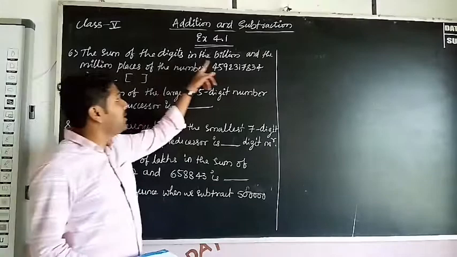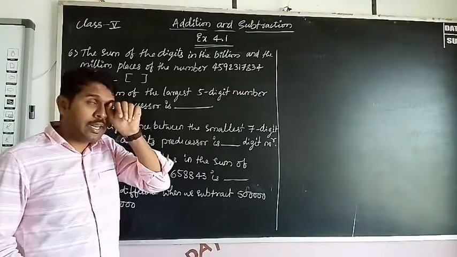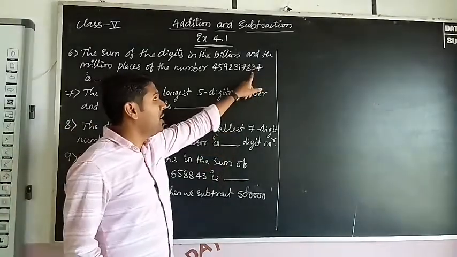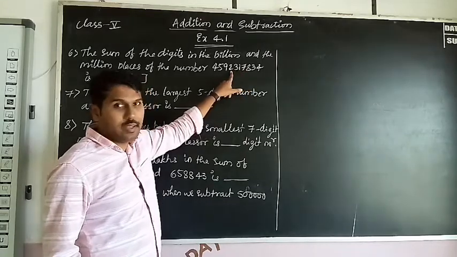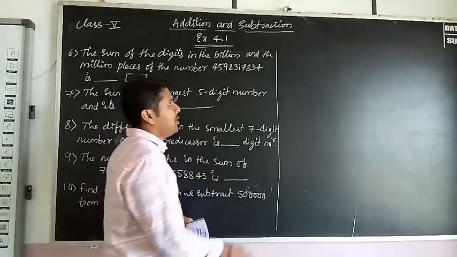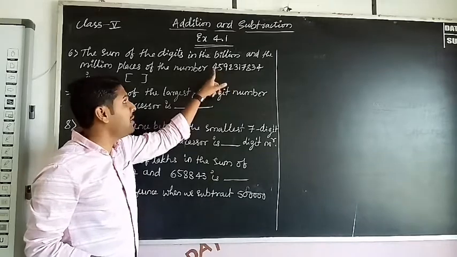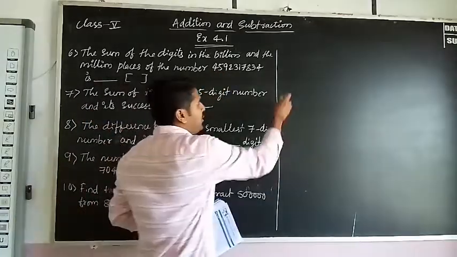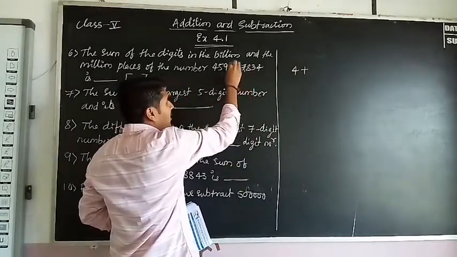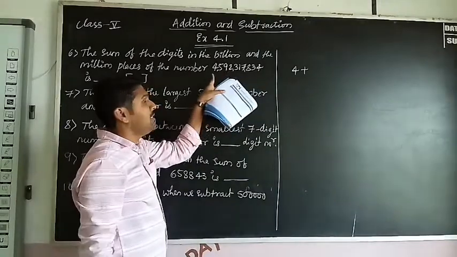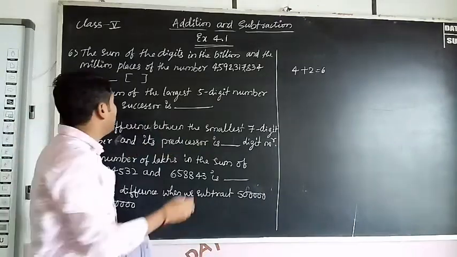Next, sixth question. The sum of the digits in the billion and the million places of the number. This number they have given. So first find out the million place. 1, 10, 100, 1,000, 10,000, 100,000. Next, million. So million place is 2. First find out the billion place. Million, 10 million, 100 million, billion. Billion place is 4. So 4 plus million place 2. This is million and this is billion. 4 plus 2 equals 6. So option D.